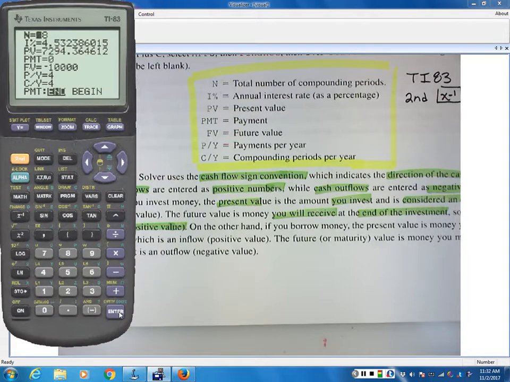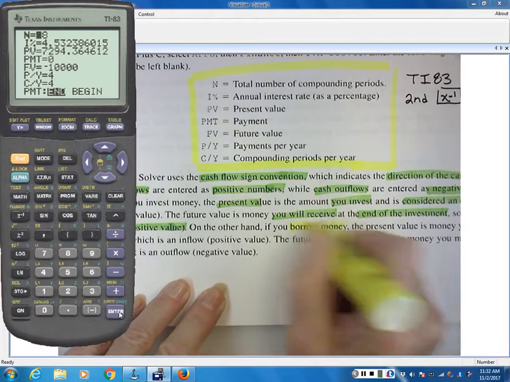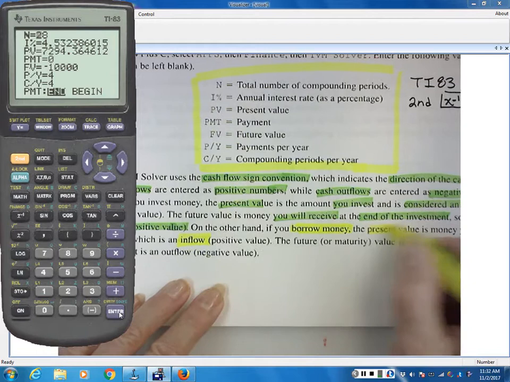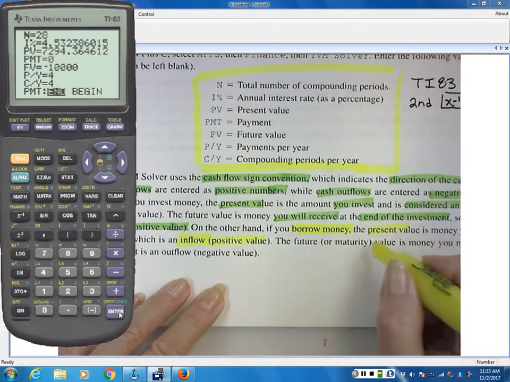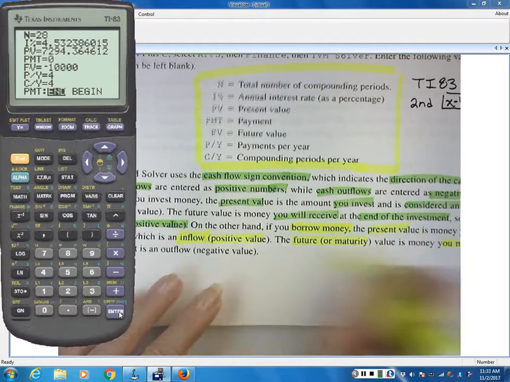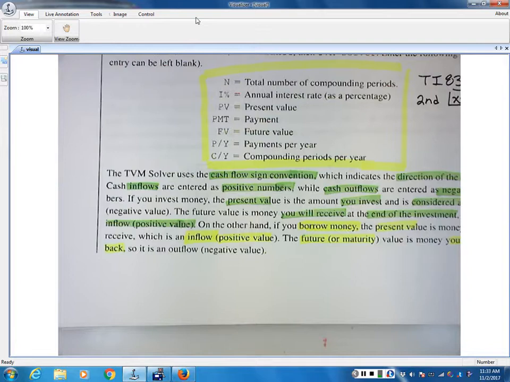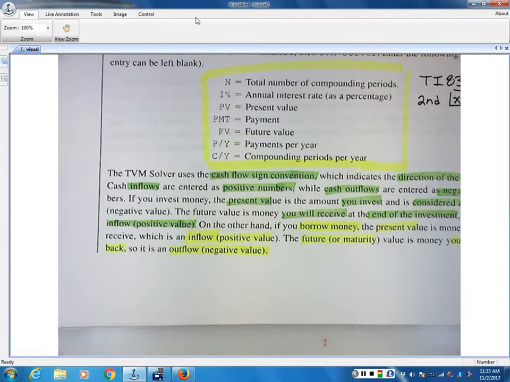Now the difference is, if you're borrowing money, the present value is money you'll receive, so it's an inflow, and it's going to be positive. The future value is the money you pay back, so it's going to be considered an outflow and therefore a negative value. So the first thing you need to notice in the problem is, is this an investment or is this a loan? Because it's going to make a difference on your signs.